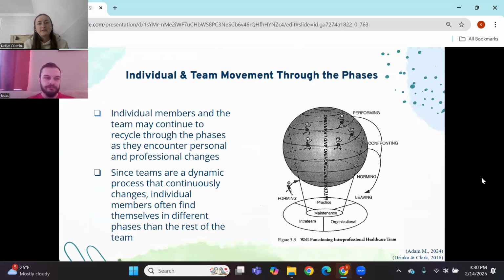So, individual and team movement through the phases. Individual members and the team may continue to recycle through the phases as they encounter personal and professional changes. And since teams are a dynamic process that continuously changes, individual members often find themselves in different phases than the rest of the team. So the phase in which the individual perceives themselves to be in might also be dependent on the amount of time that they have been a part of the team.